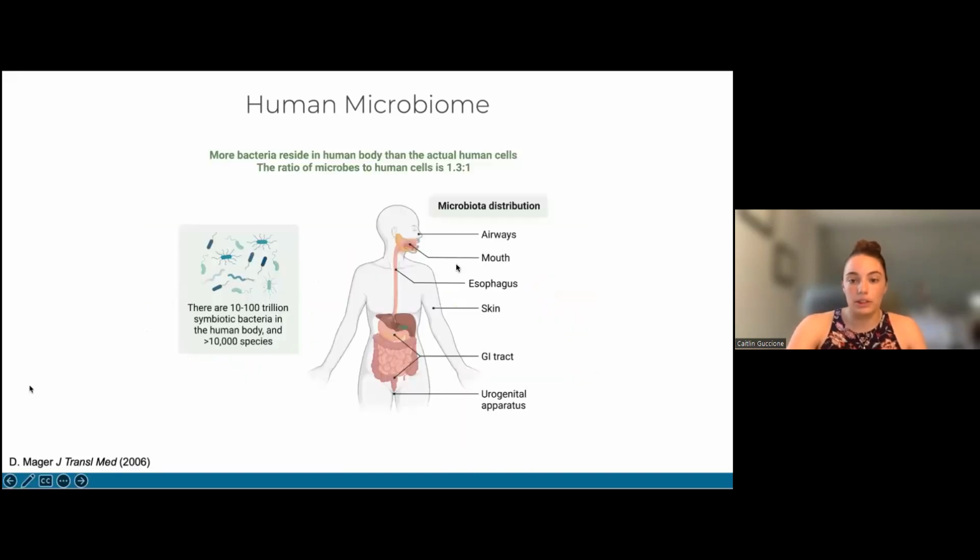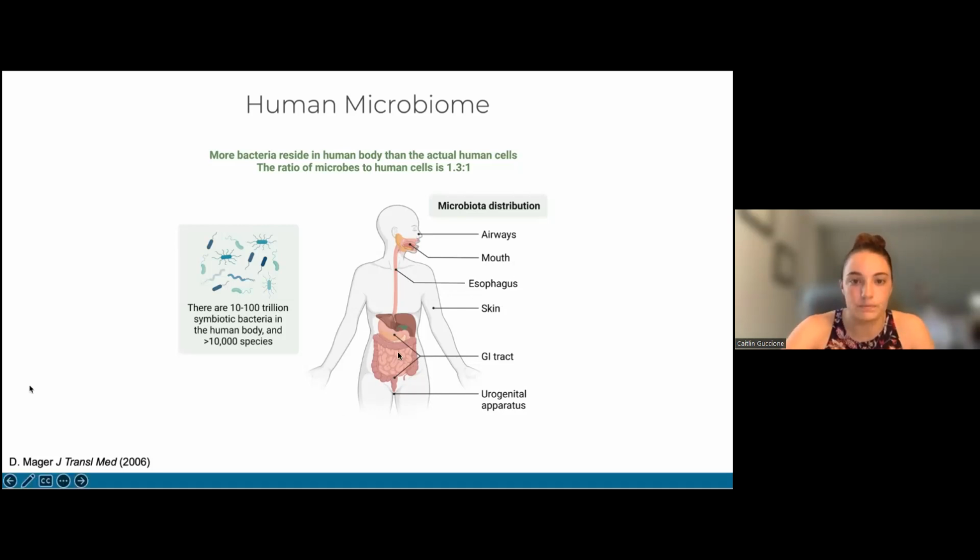Not only do these take place in your mouth and your gut, they're all over your body. You have a microbiome in your esophagus, on your skin, a vaginal microbiome, and throughout the body. There are actually more bacteria in the human body than human cells, with a ratio of microbes to human cells of 1.3 to 1. By not looking at all these microbes, we're ignoring a large part of the cells in our body. There are between 10 to 100 trillion symbiotic bacteria in the human body that make up over 10,000 different species. So the human microbiome is very extensive, and it doesn't just focus on our lovely gut.